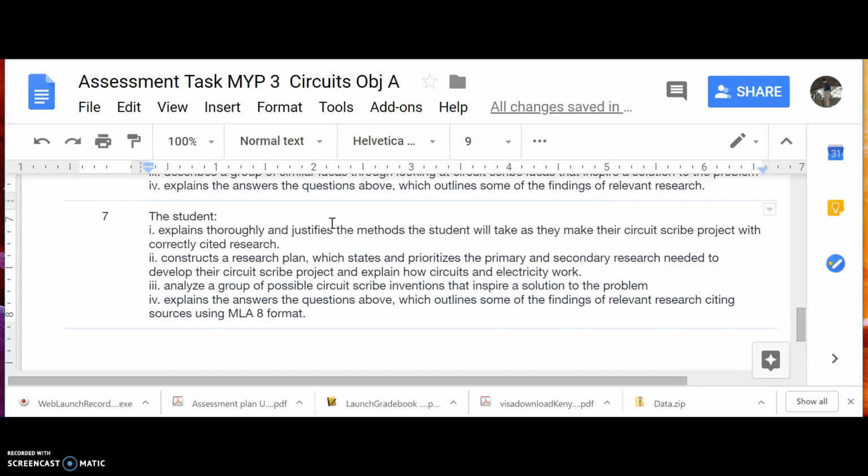Explain the answers to the questions above, which outline some of the findings of relevant research. Citing sources using MLA format. In order to get a 7, all of your sources must be cited using MLA format. So do make sure that you understand that as we go through it. This first class, I'm just going to let you do research. I'm going to have you keep track of all of the things that you find, so all of the URLs. And then the class after that will really go into detail about how to cite in MLA format.